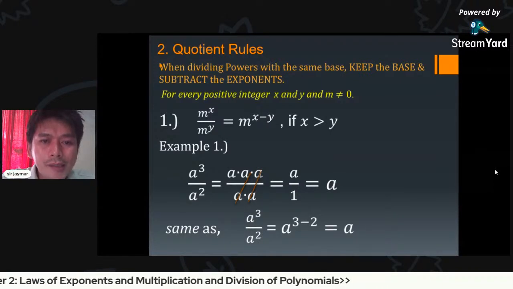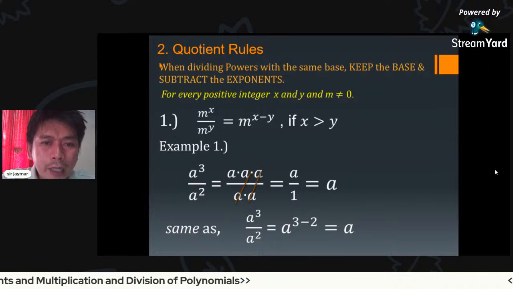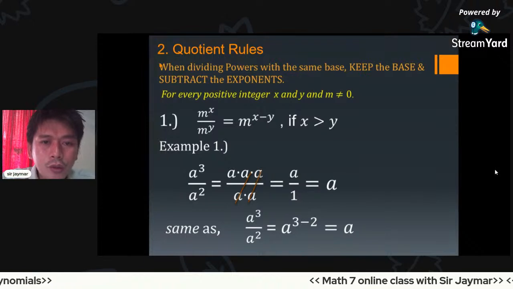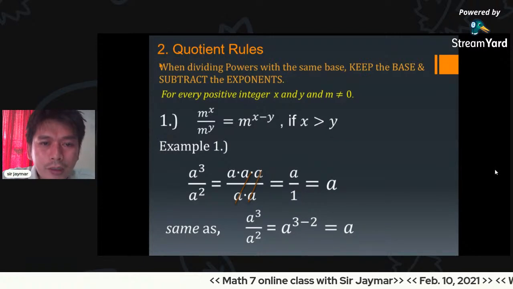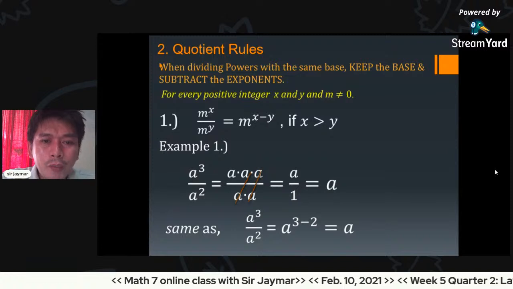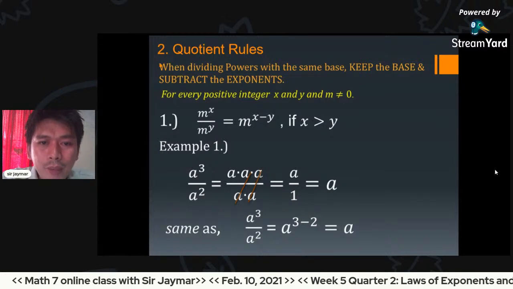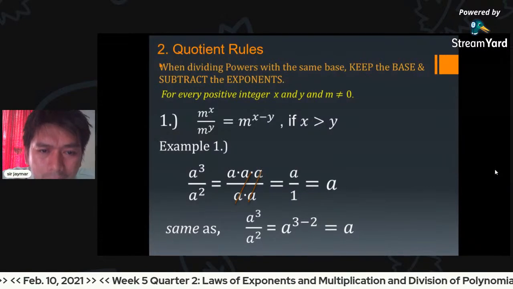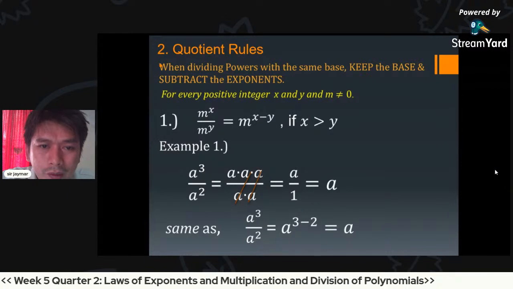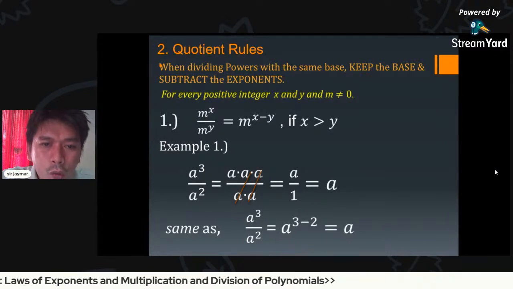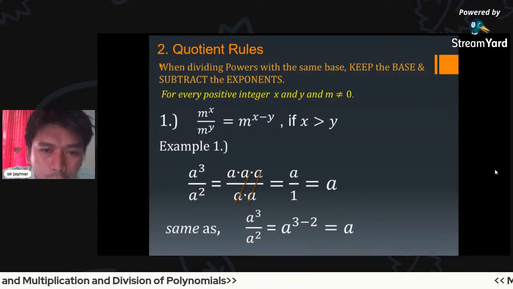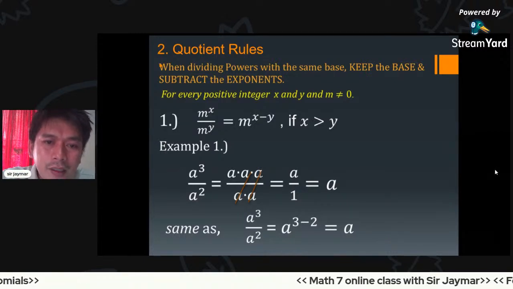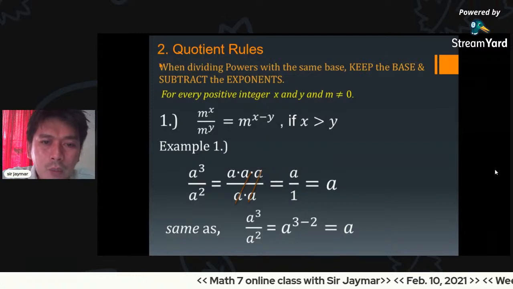So you have to cancel from the numerator the variable a and from the denominator the variable a. All the variables that appear in both the numerator and the denominator will be cancelled. The remaining numerator will be the variable a, and the denominator will have no variable, so it represents 1. So 1 times 1 is 1, and a divided by 1 is a.